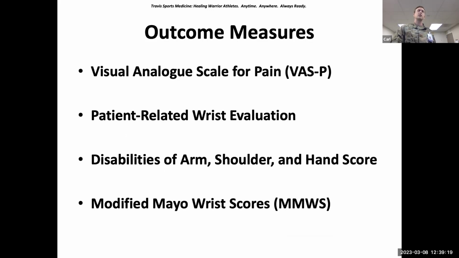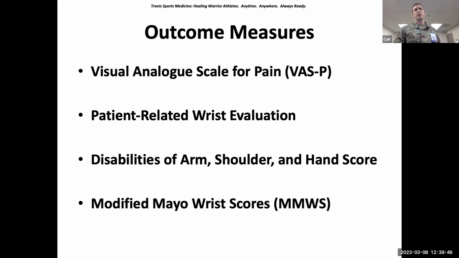So outcome measures, two of these will overlap the previous study. The visual analog score, the patient-rated wrist evaluation, which is scored from 0 to 100, with the higher numbers pertaining to worse pain scores, the DASH, or the Disabilities of the Arm, Shoulder, and Hand score, again, higher numbers equals more pain, and actually it's more of a function kind of testing.